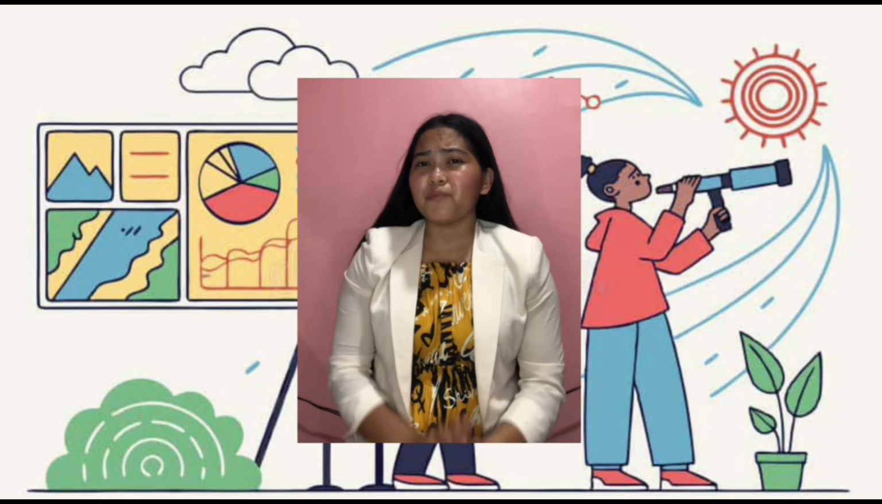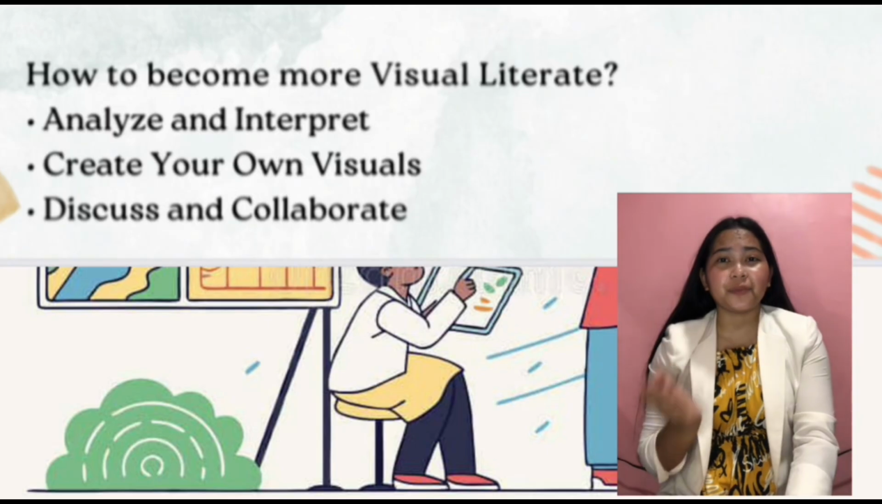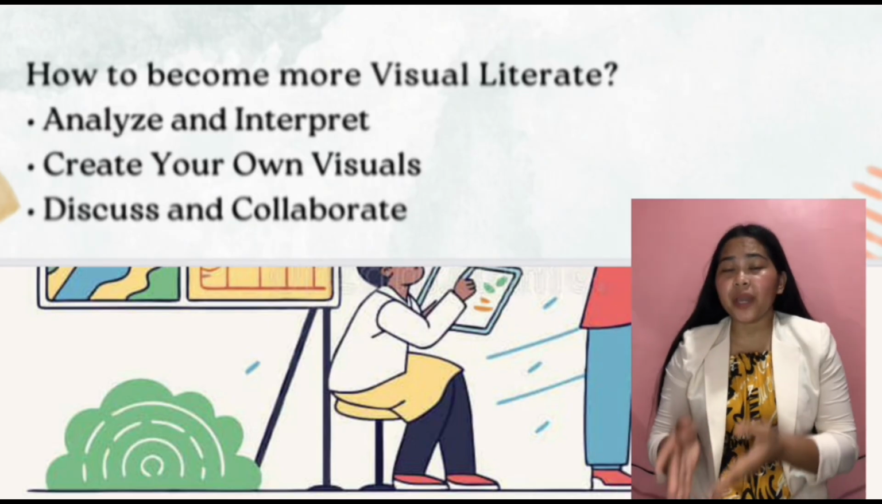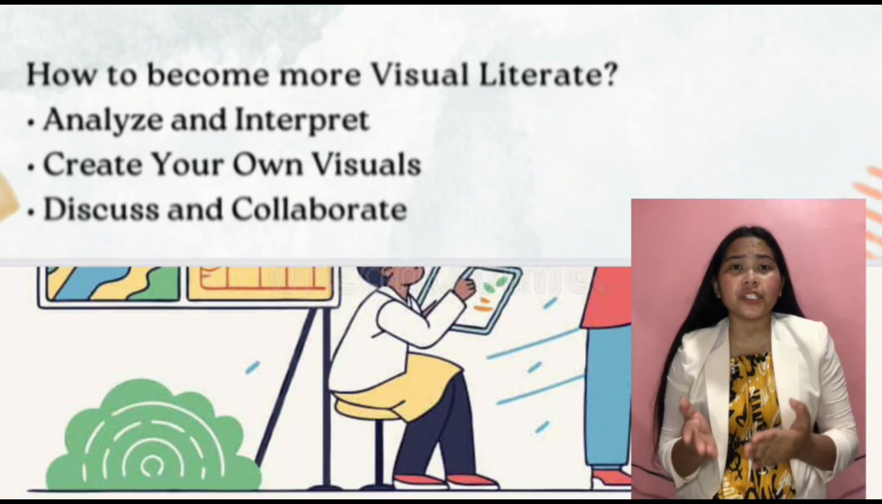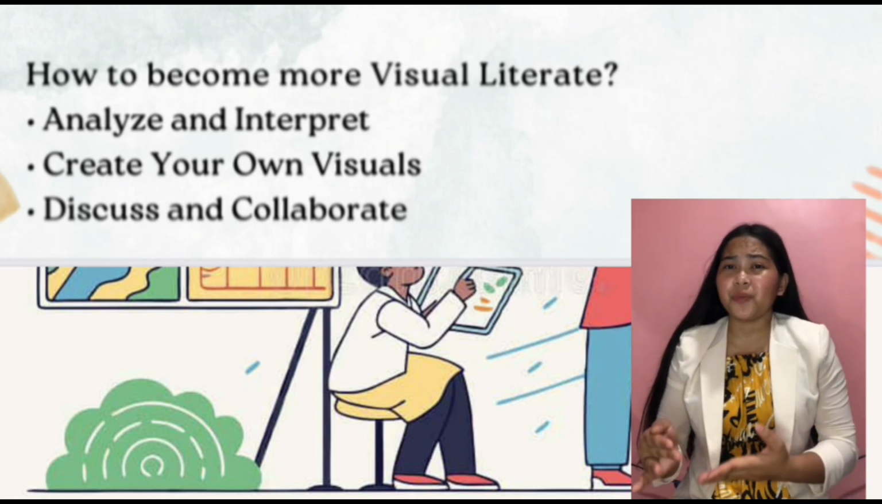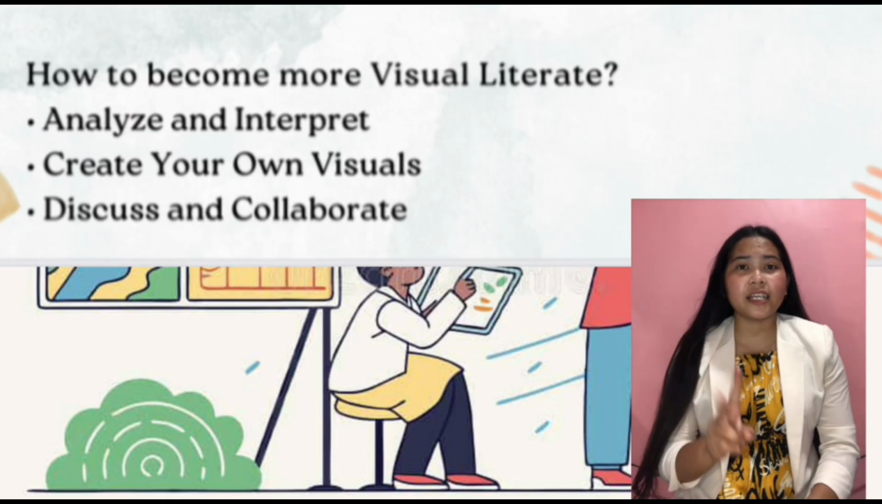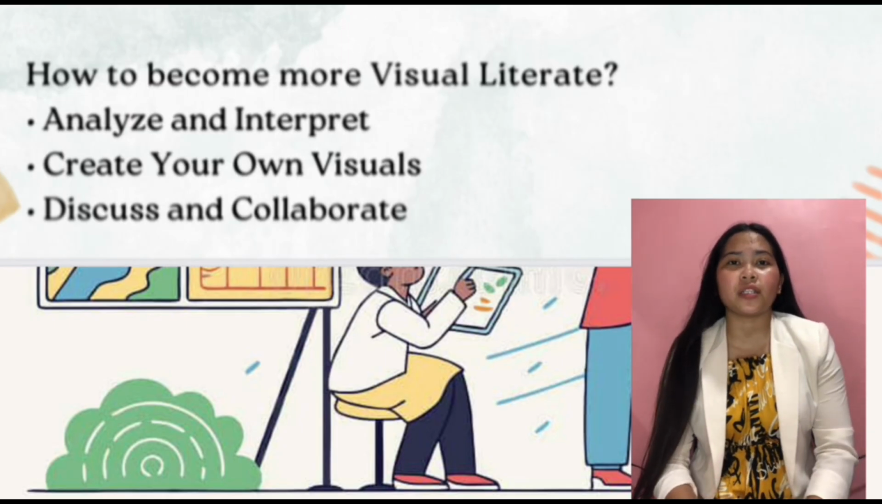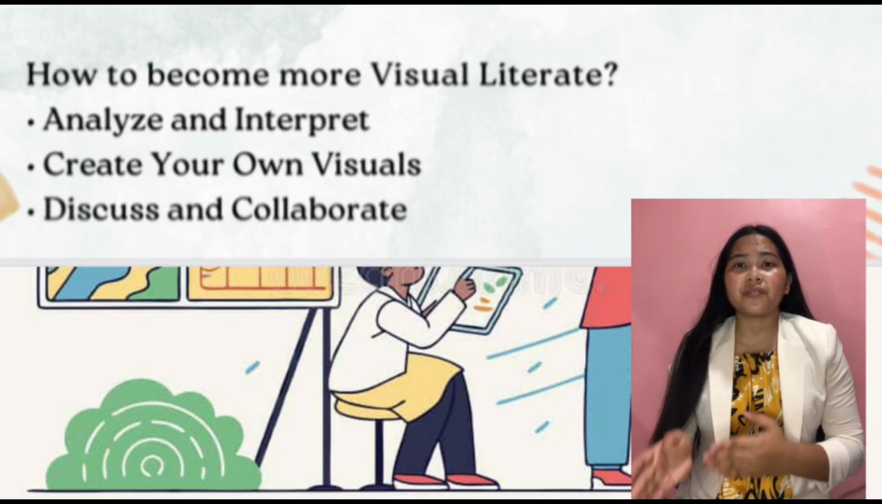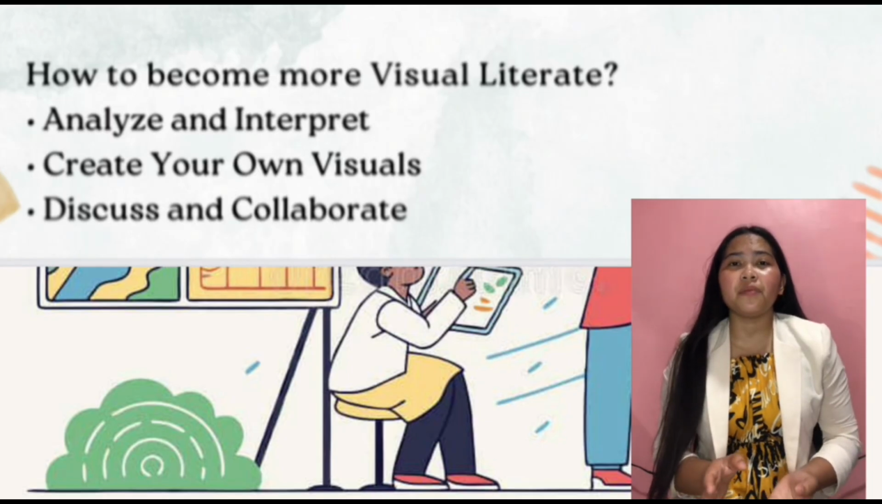How to become more visually literate? First, analyze and interpret. What's the main message? What patterns or relationships are evident? Are there any potential biases or misleading elements? Second, create your own visuals. Try sketching diagrams, creating infographics, or even designing simple models.